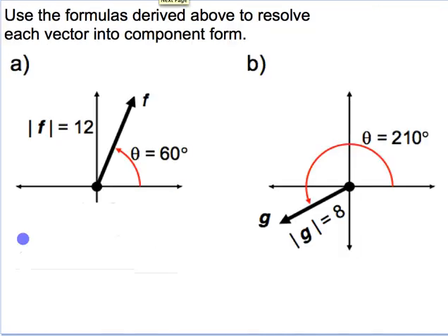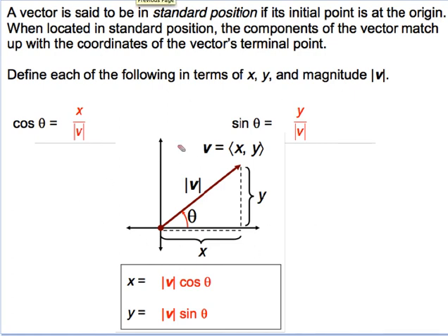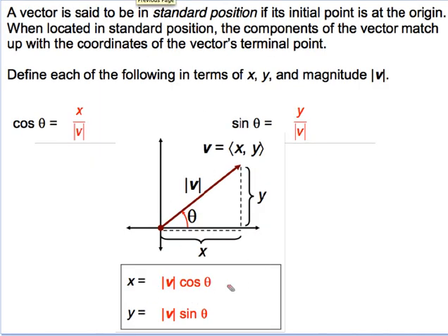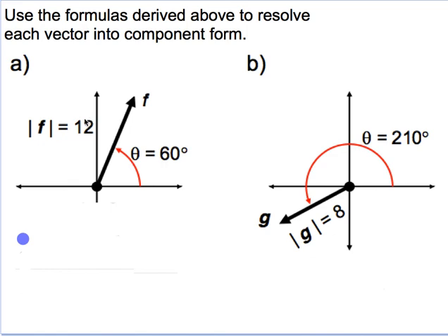The reason why I'm showing you this is because sometimes we have the magnitude and the direction, but we do not have the x and y values. If that's the case, we can use this formula to find x, and we can use this formula to find y. So let's look at these problems.